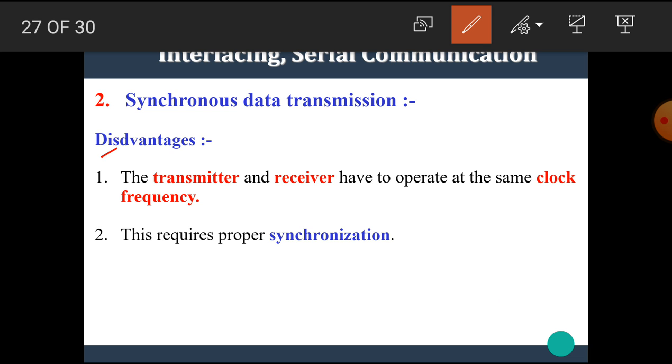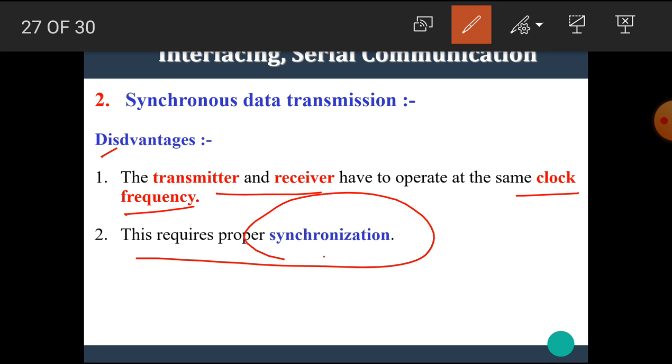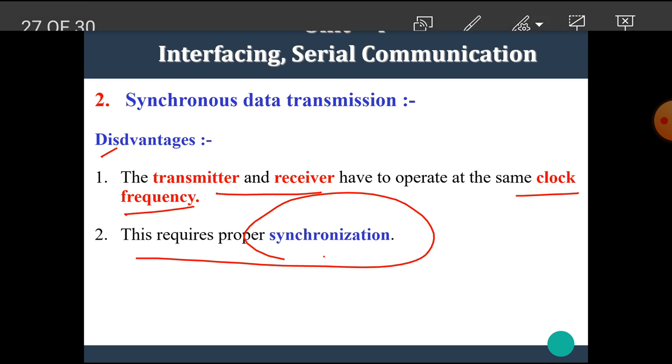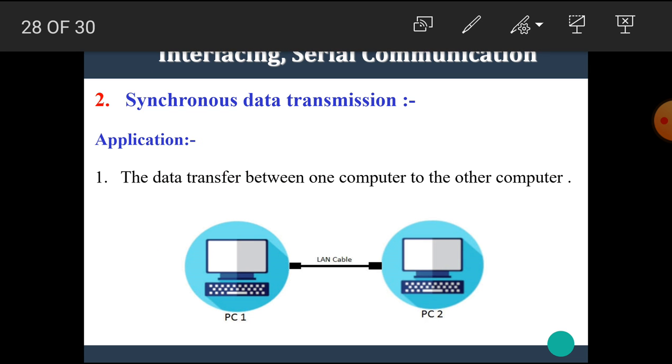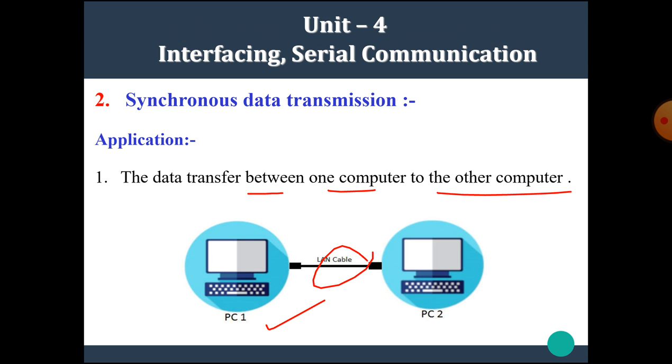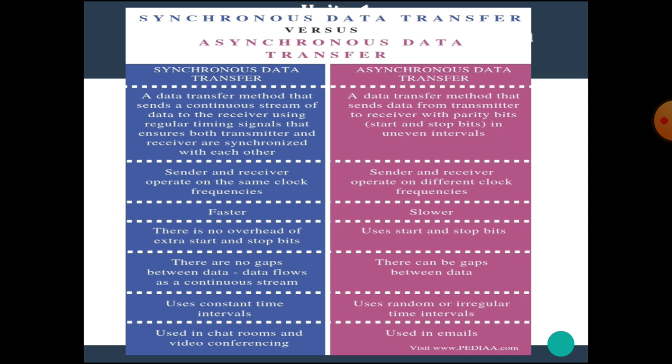There are some disadvantages as well. The first is that the transmitter and receiver have to operate at the same clock frequency. That means this requires proper synchronization, whereas in asynchronous data transmission, the transmitter and the receiver need not be synchronized with each other. An application of synchronous data transmission is data transfer from one computer to another through a LAN cable.